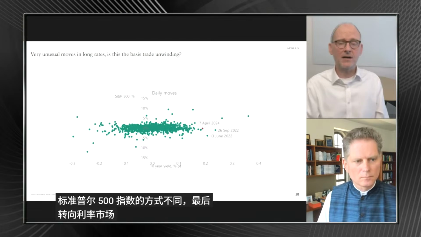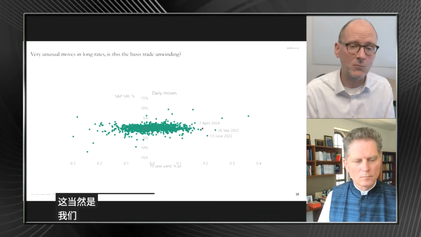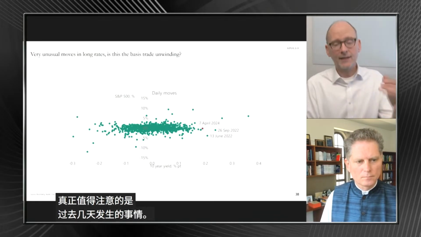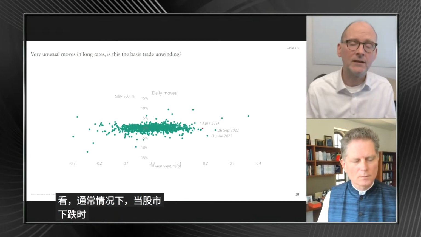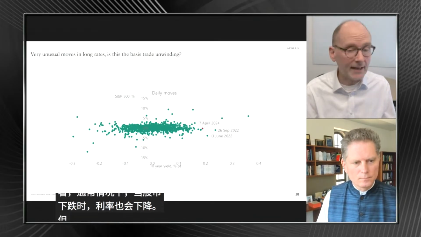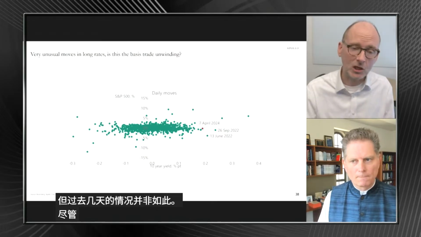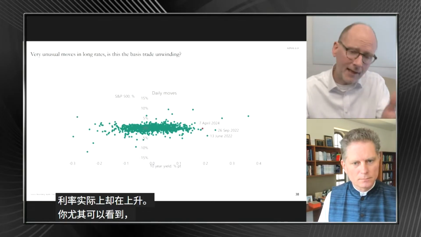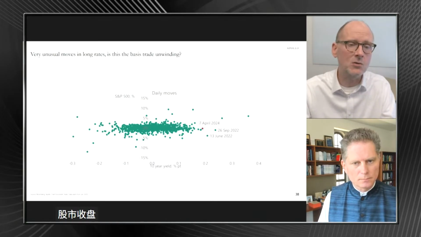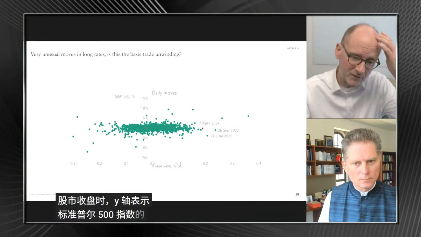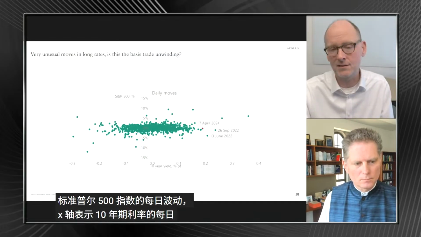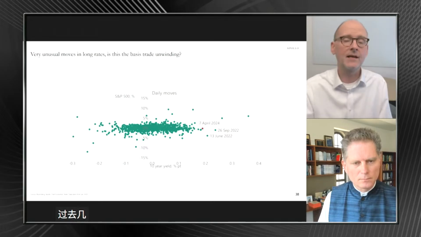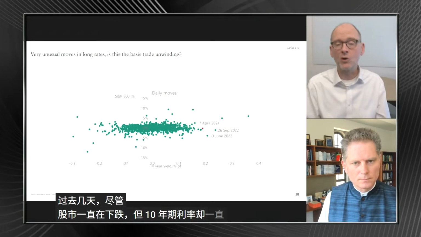And finally, turning to rates markets and interest rates, this is, of course, the debate that we've seen more recently. What really is noteworthy is what's been happening in the last few days. Think about it. Normally, when the stock market goes down, interest rates also go down. But that's not what's happened in the last few days. Despite the stock market going down, interest rates have actually been going up. Here on the y-axis is the daily move in the S&P 500, and on the x-axis is the daily move in 10-year interest rates. You saw 10-year interest rates go up repeatedly in the last few days, despite the stock market going down a lot.